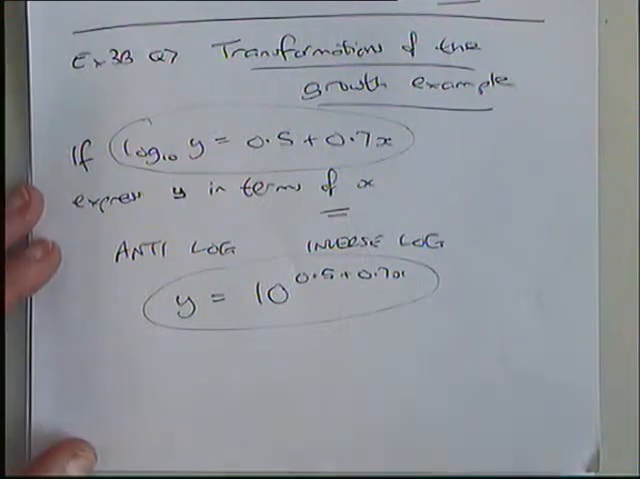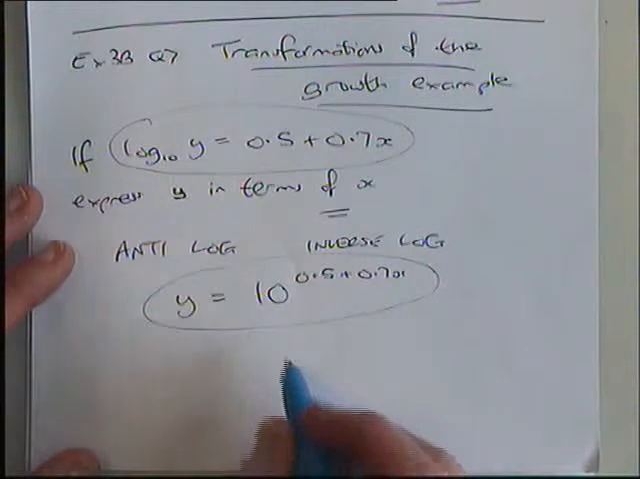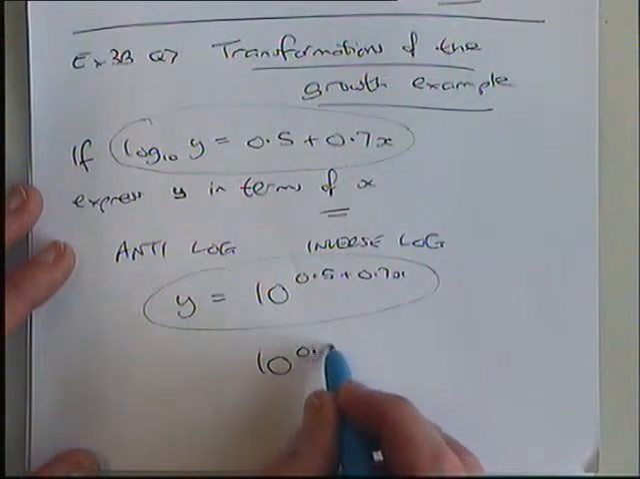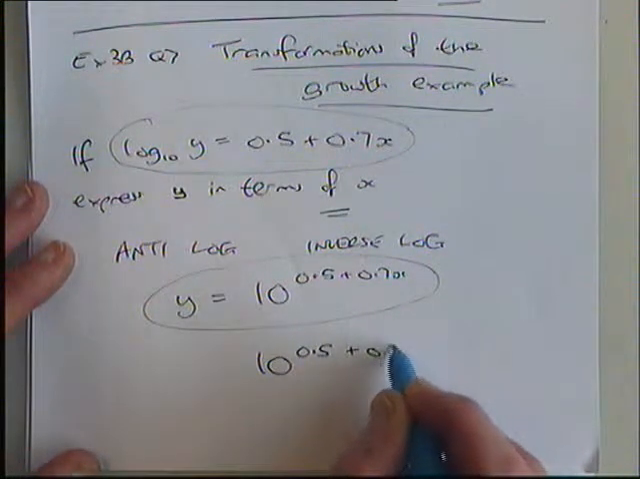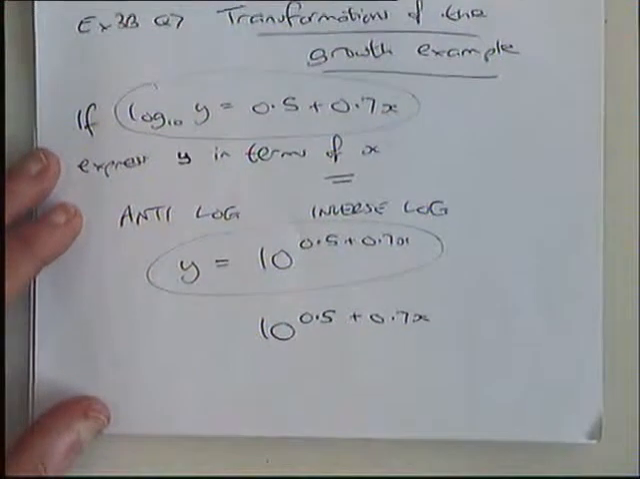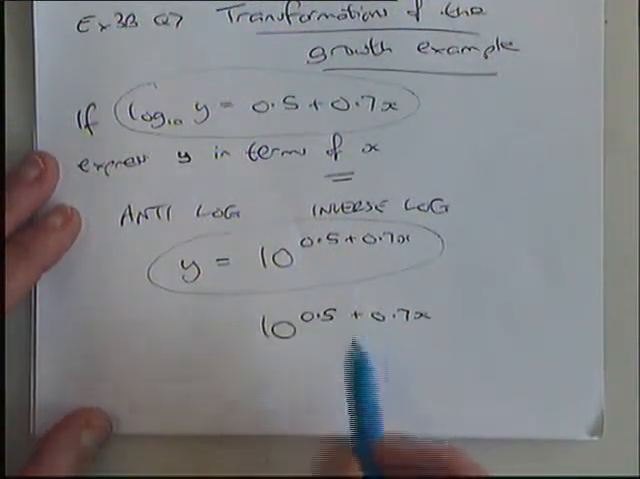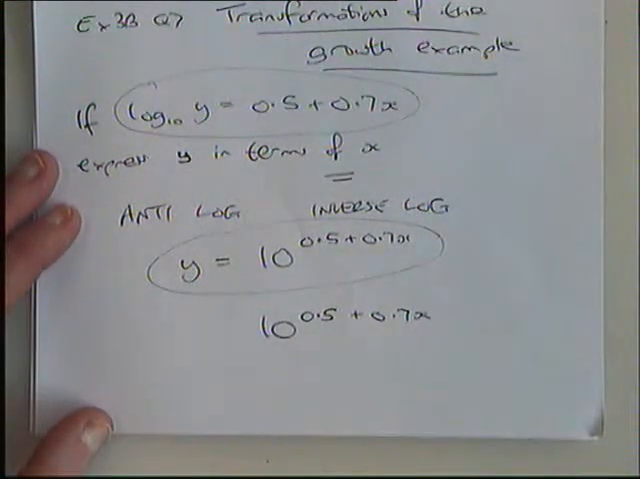Right, next thing. Using your laws of indices. I'm just going to write this bit out here again. Using your laws of indices, which you learnt back in year 9, how could you rewrite that? If you were adding powers together up here, how could you rewrite that? What's that the same as?